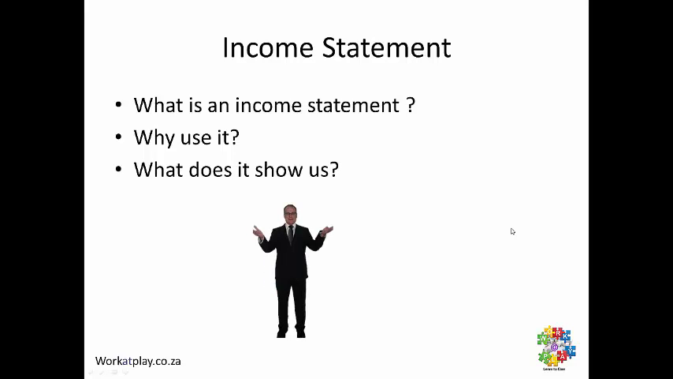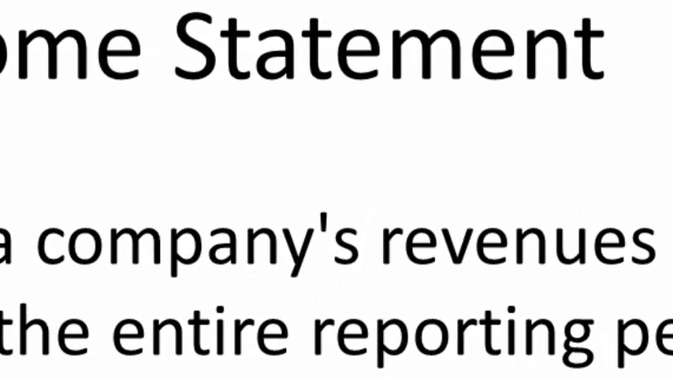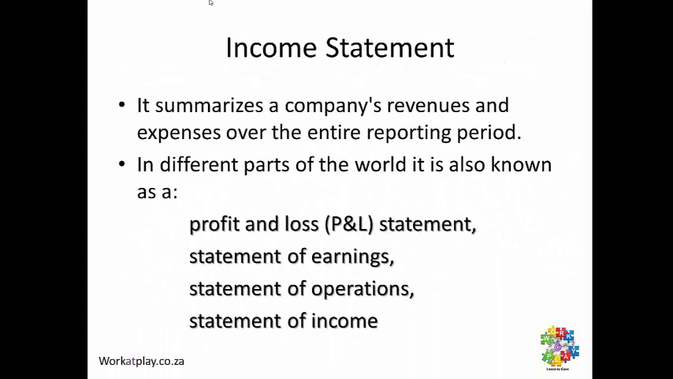So let's start off with looking at the actual income statement. So what does it do? It summarizes a company's revenues. Revenues are the sales or the income that it gets in, and it looks at expenses over a certain reporting period. In different parts of the world, and at different stages, it has had different names. It used to be called the P&L or profit and loss statement, also known as statement of earnings, statement of operations, or statement of income.